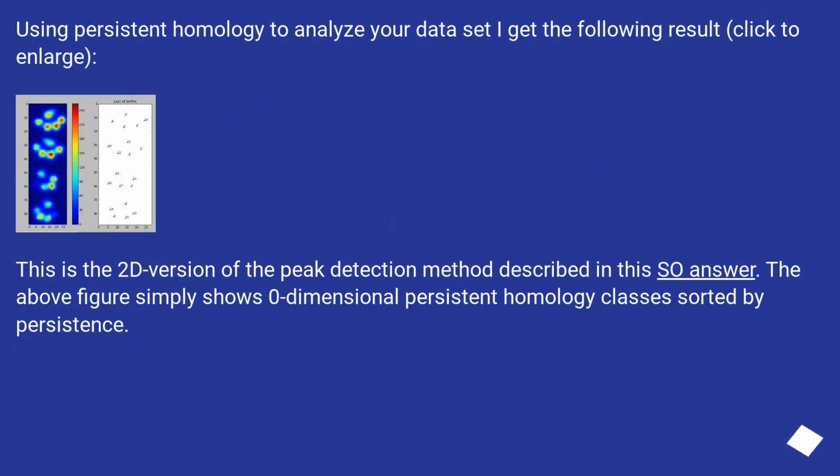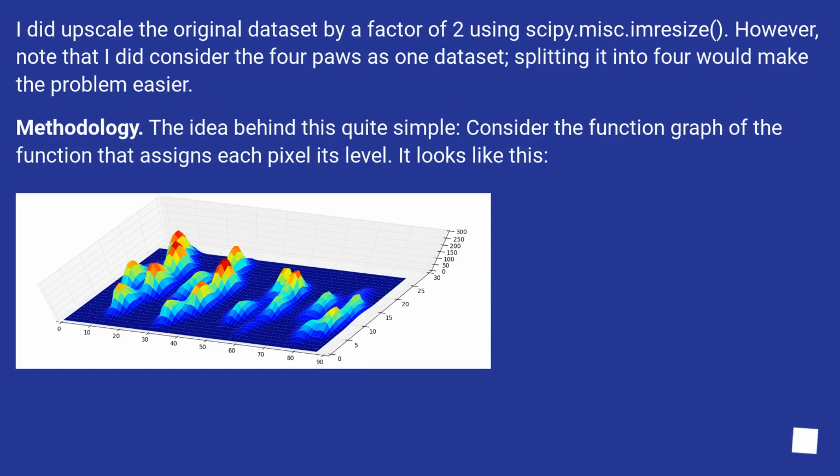Using persistent homology to analyze your data set, I get the following result. Click to enlarge. This is the 2D version of the peak detection method described in this SO answer. The above figure simply shows zero-dimensional persistent homology classes sorted by persistence. I did upscale the original dataset by a factor of 2 using scipy.misc.imresize. However, note that I did consider the 4 pores as one dataset. Splitting it into 4 would make the problem easier.